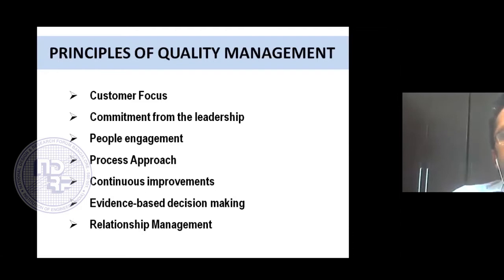Next is evidence-based decision making. This is an aspect which is very important in any organization. Any decision which is made in an organization should be based on facts rather than the whims and fancies of some individual. There are a lot of statistical tools nowadays which help the organization to know where its processes are leading, where they are making mistakes, and where improvements are required, and any actions or decisions which are made should be based on this data.